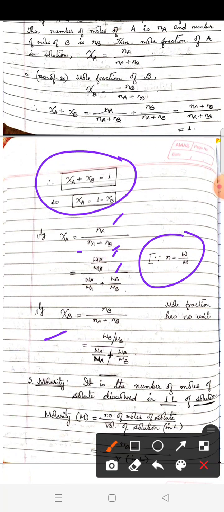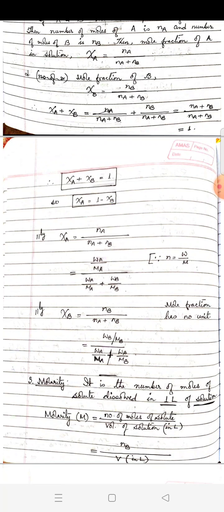So that's how we calculate mole fraction, and remember mole fraction has no unit and it is independent of temperature. The next we learn is molarity. How we define molarity? It is the number of moles of solute dissolved in 1 liter of solution. So remember, if you take 1 mole of a solute and you make a solution of 1 liter, then the concentration will be 1 molar. Molarity is represented by the symbol capital M.